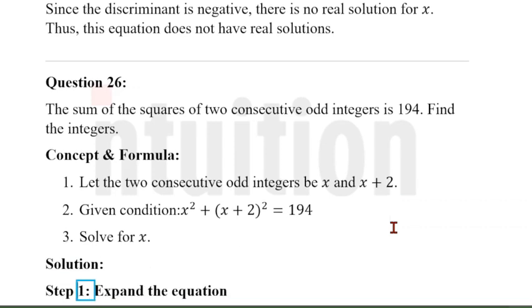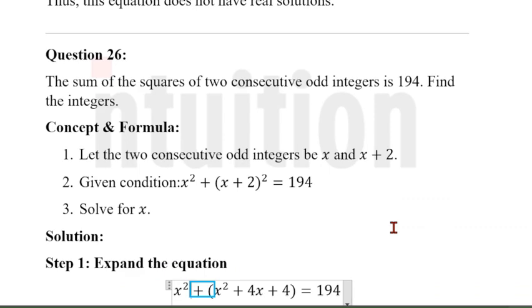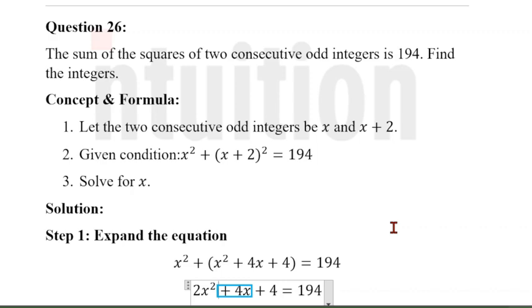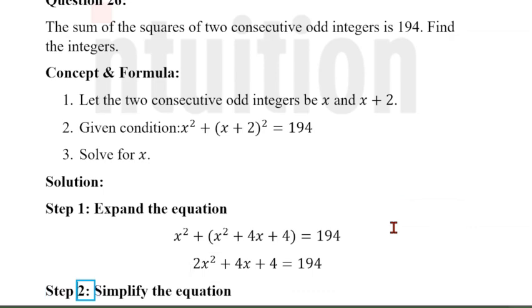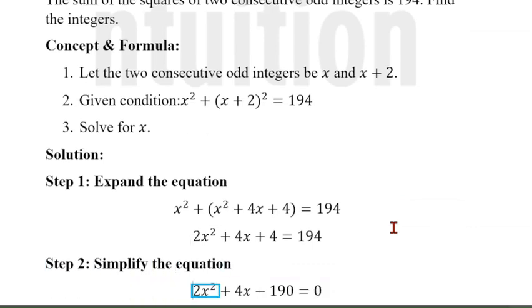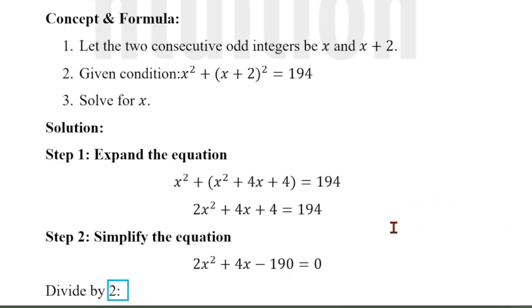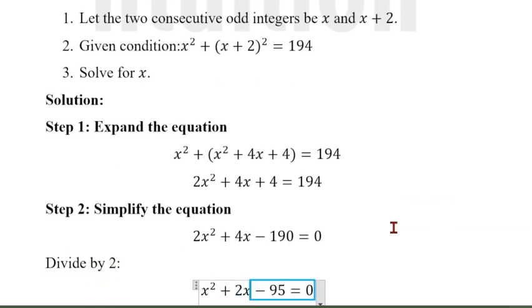Solution. Step 1. Expand the equation. x squared plus open paren x squared plus 4x plus 4 close paren equals 194. 2x squared plus 4x plus 4 equals 194. Step 2. Simplify the equation. 2x squared plus 4x minus 190 equals 0. Divide by 2. x squared plus 2x minus 95 equals 0.